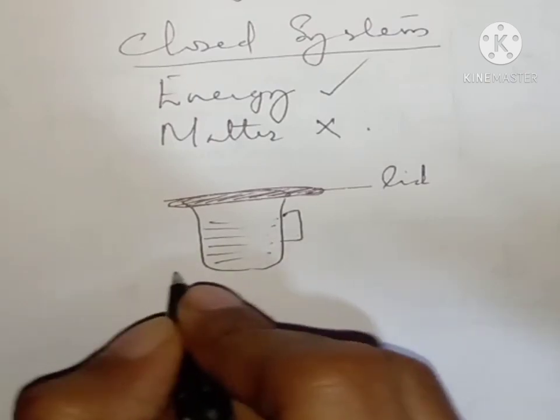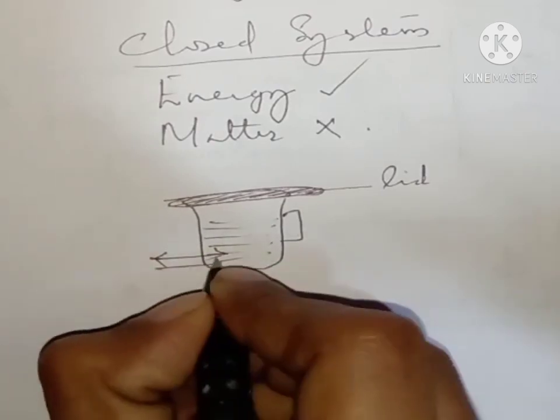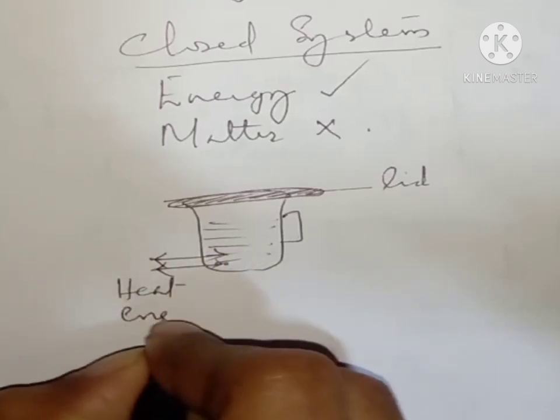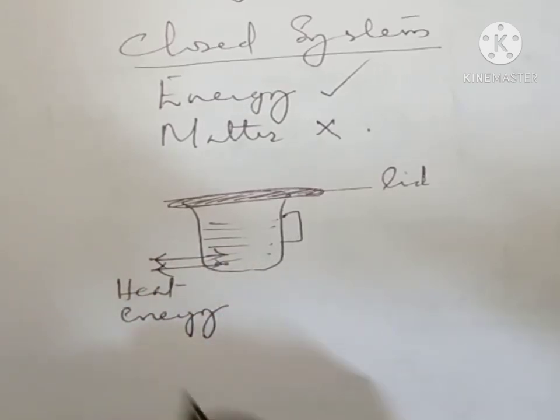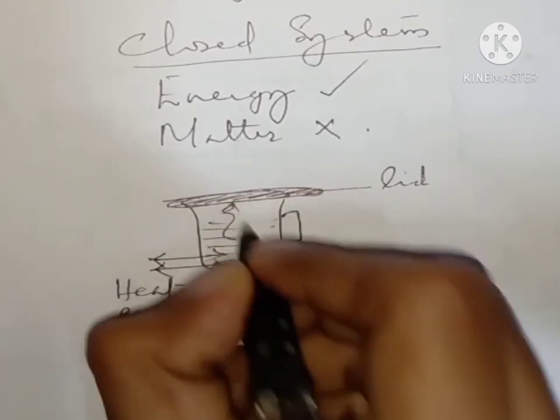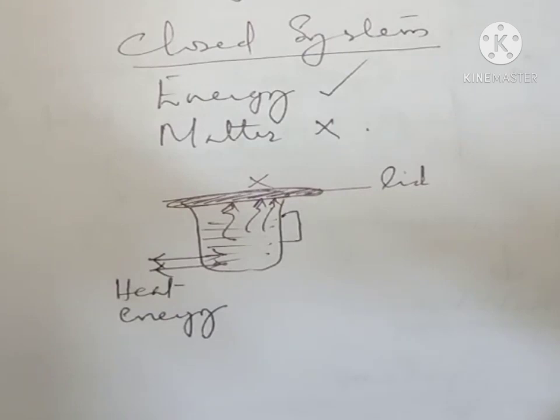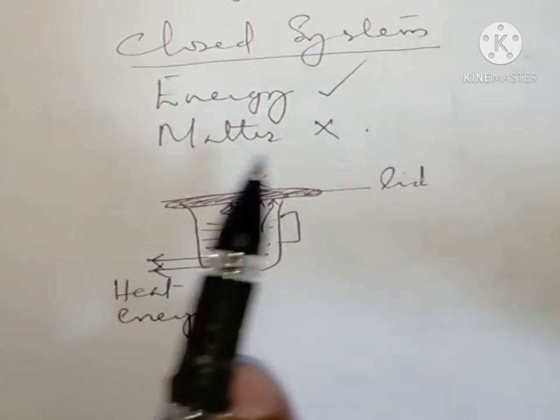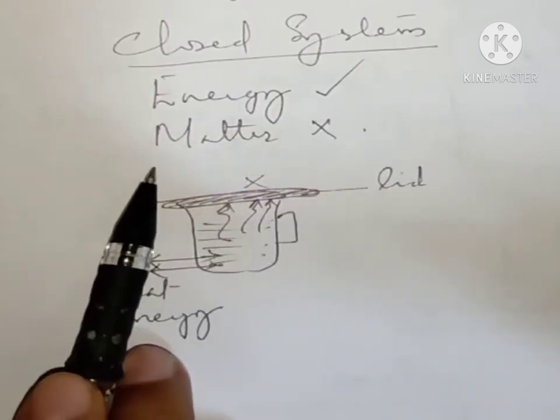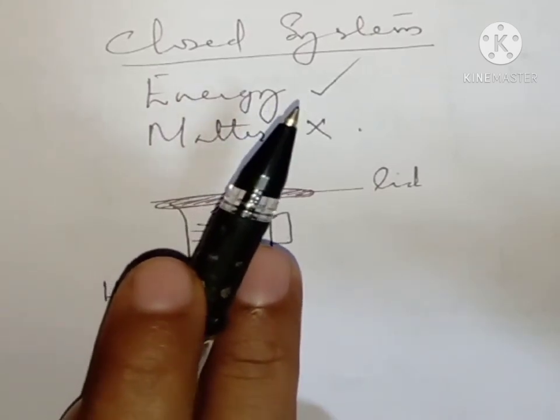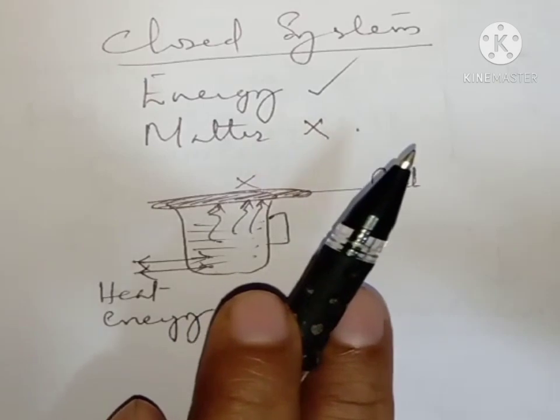Exchange of energy occurs. Exchange of heat energy occurs. But the matter will not be exchanged. Matter is not exchanged here. So, a closed system is one which can exchange energy but not matter.